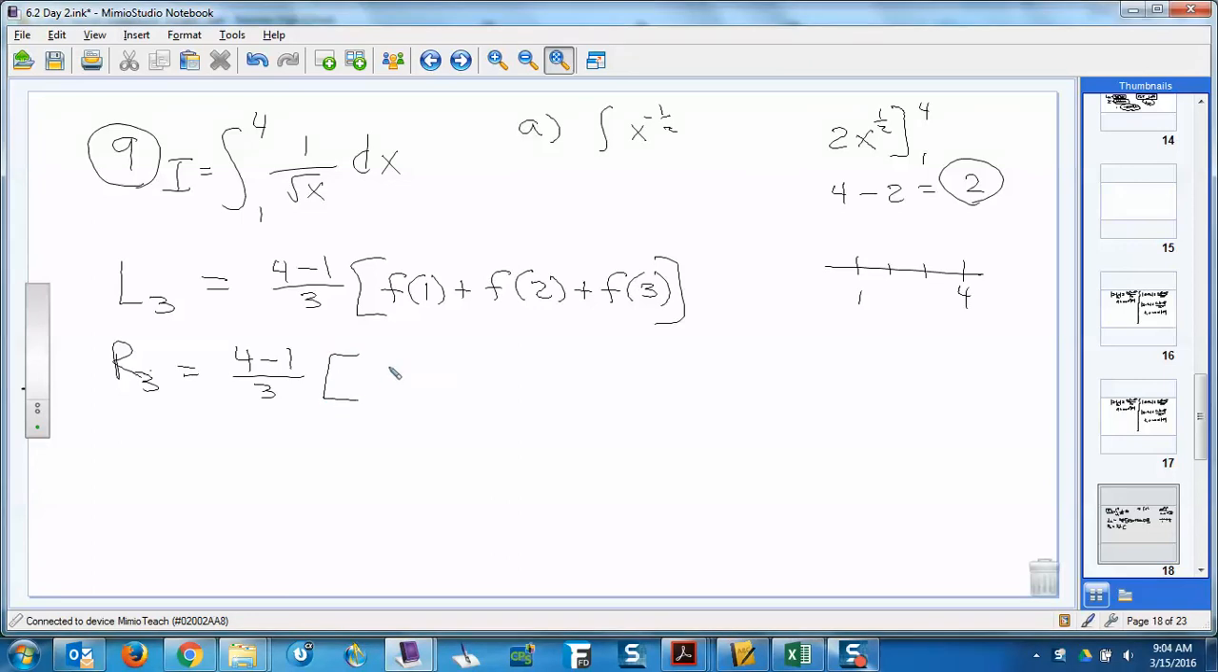All right, so what would be the difference? This would be f of 2 plus f of 3 plus f of 4. Okay, now you can go onto your calculator and you can do each one of those, right?